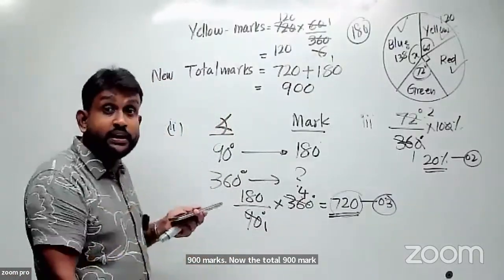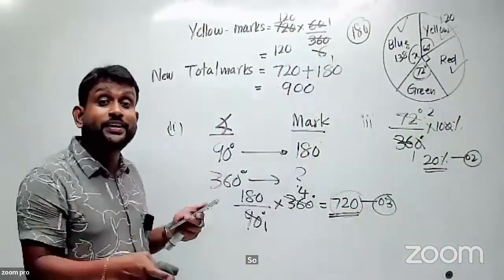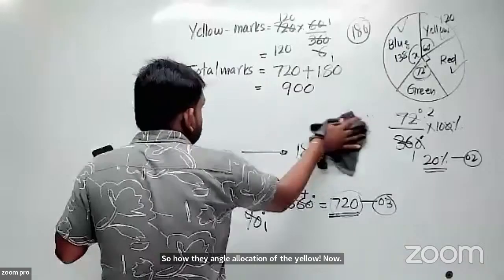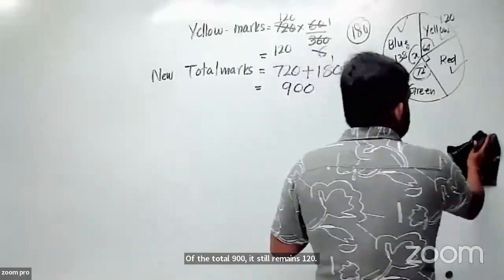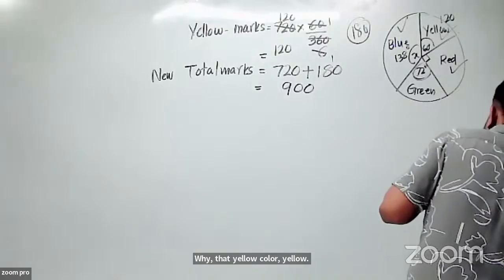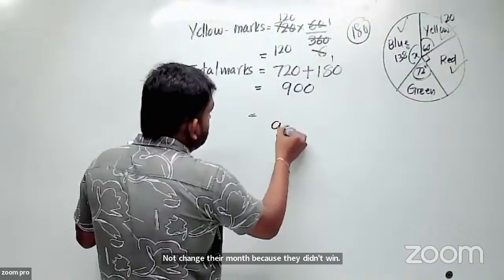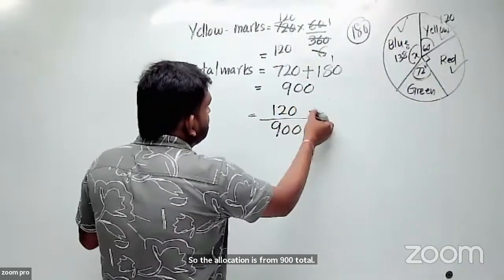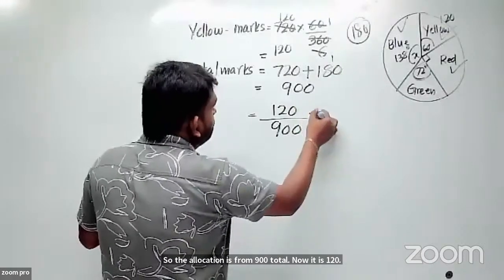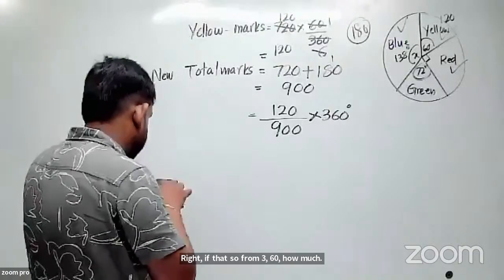So how is the angle allocation of the yellow now, of the total 900? It still remains 120. Why? That yellow color, the yellow house, did not change their marks because they didn't win. So the allocation is from 900 total. Now it is 120, right? If that's so, from 360, how much degree? They are asking for the angle allocation.